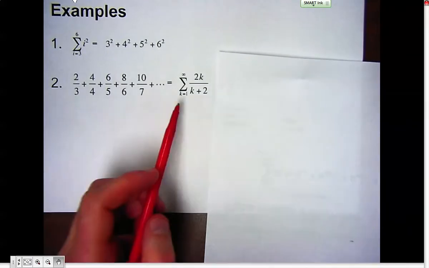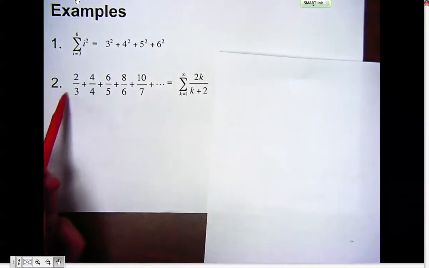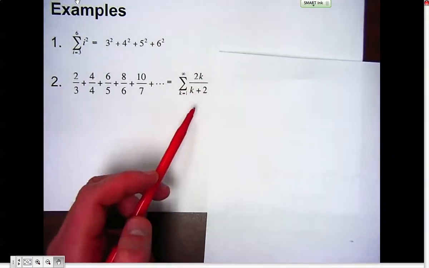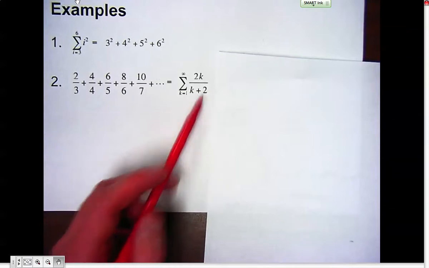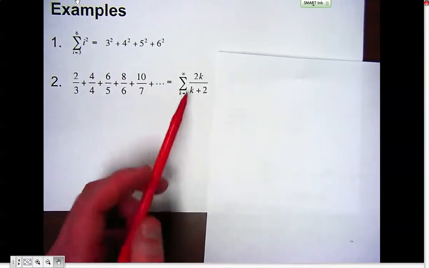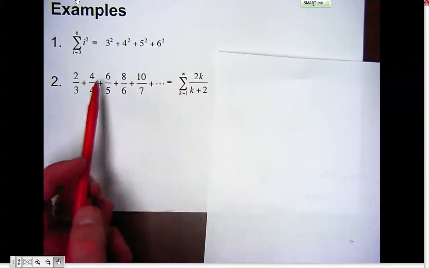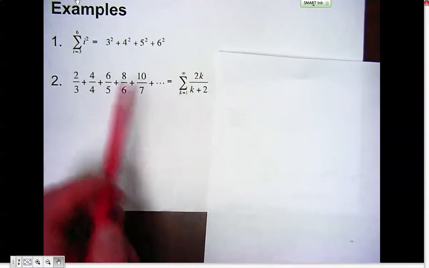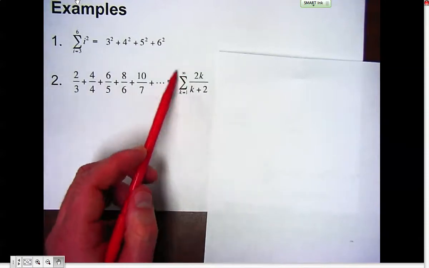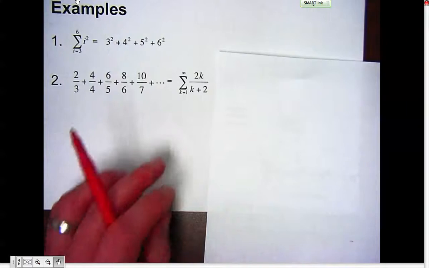You could start at k equals 1, and then we just check. When I plug in 1, I get 2 over 3, just like I'm supposed to. Up on top, I'm going to have all the even numbers, so I just keep multiplying by 2. Down here, I just keep going up by 1, and k automatically goes up by 1. So when I plug in 2, I get 4 over 4. When I plug in 3, I get 6 over 5. When I plug in 4, I get 8 over 6, and so on. Notice my upper limit here is infinity. That means I just keep going forever, adding up all those terms.